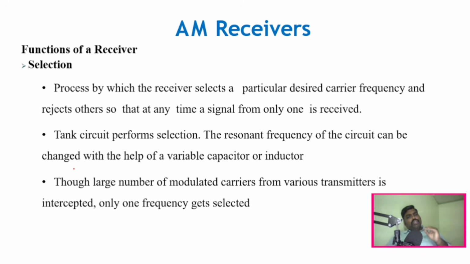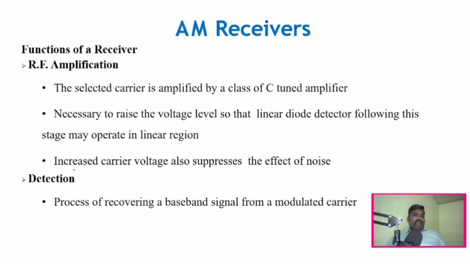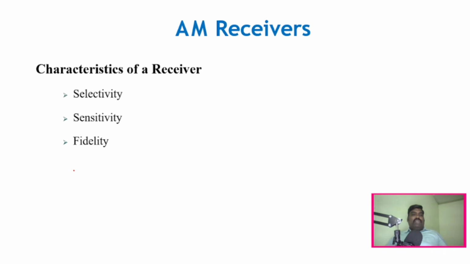Now, when it comes to the receiver, these are the functions of the receiver. You have to know the characteristics of the receiver. How can we say a receiver is a good receiver, that it performs well? It depends upon three parameters: selectivity, sensitivity, and fidelity.